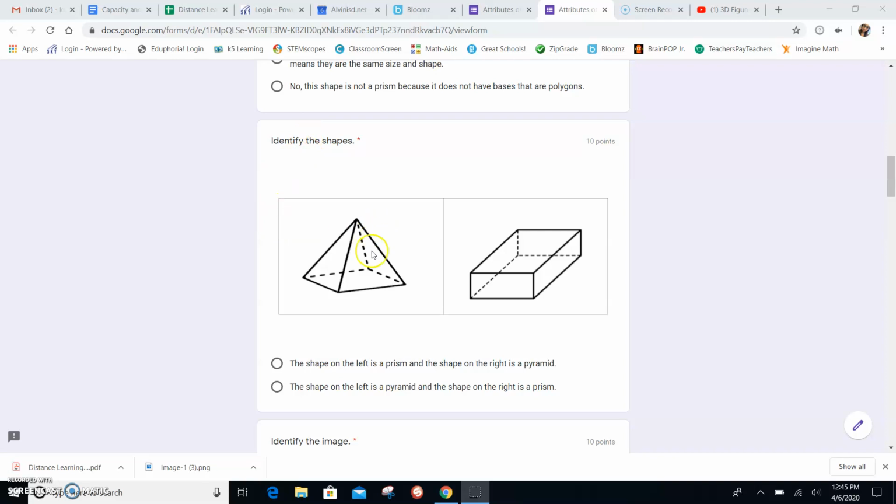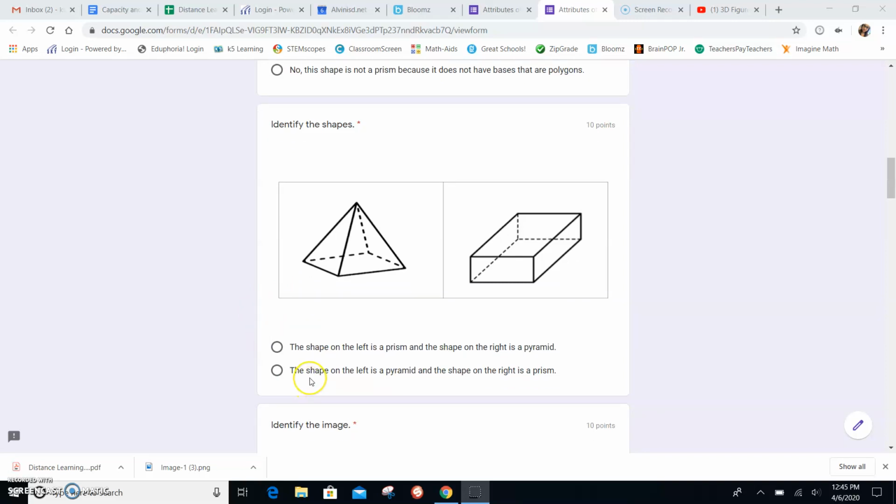Identify these shapes. So you have the 1 and 2. The shape on the left is a prism and the shape on the right is a pyramid. The shape on the left is a pyramid and the shape on the right is a prism.